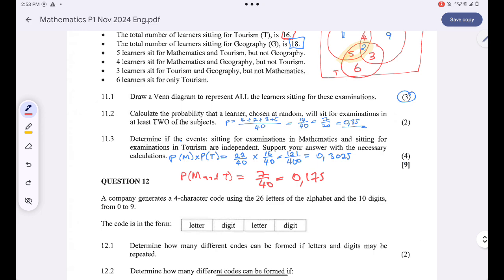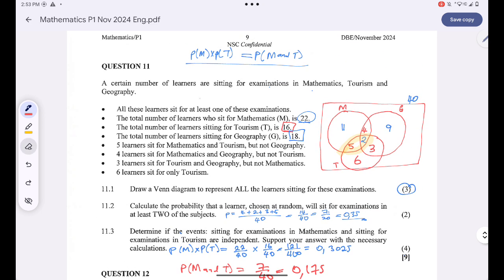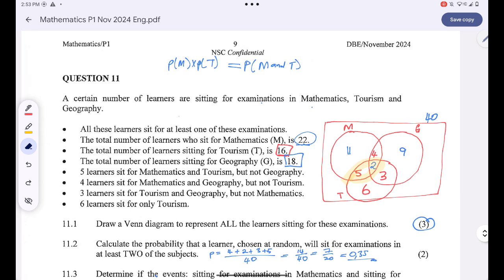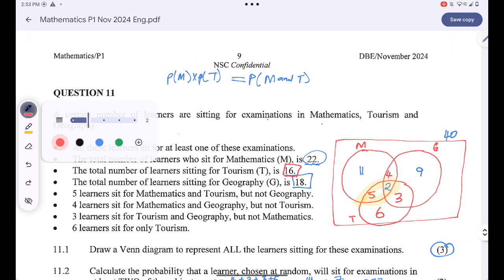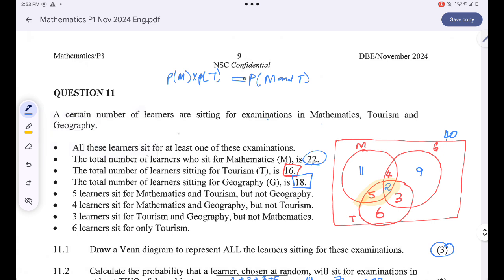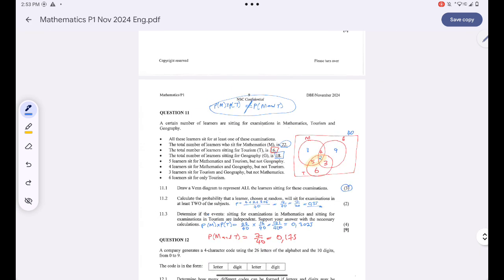So guys, these two events are not independent. Why? The probability of a learner taking maths times that of a learner taking tourism is not equal to the probability of a learner taking both maths and tourism. So that's why the events are not independent. That's how, guys, we're supposed to tackle this question.